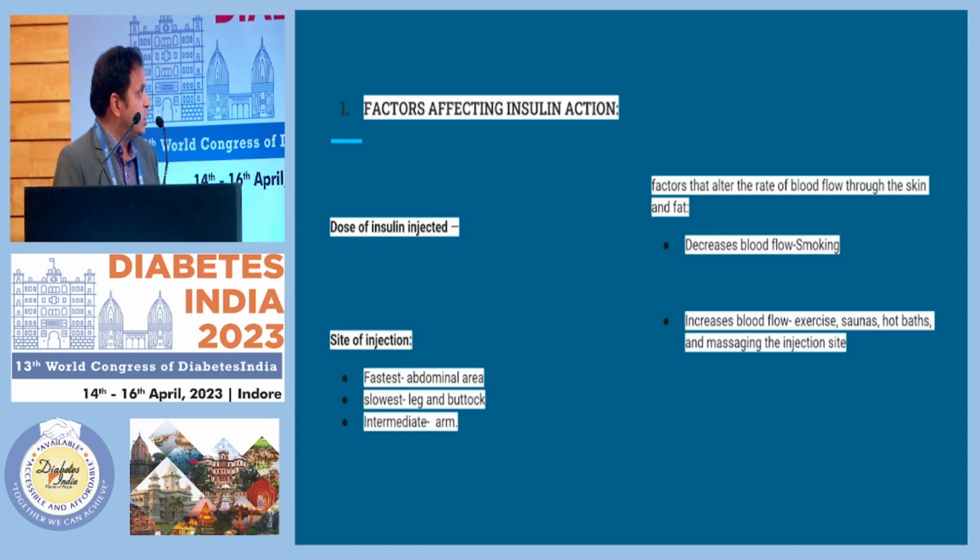The factors affecting insulin absorption are there, like site of injection: abdomen, leg, and arm. The rapidity of absorption is very different. Abdominal area has the fastest absorption and it is slowest in the leg and buttock. So you have to pick and choose the type of insulin, prandial versus fasting insulin, according to this site, because site also matters. And factors affecting the blood flow through the skin and fat, like smoking, decrease the blood circulation, so decrease absorption. And exercise, hot bath, massaging the insulin site can increase the blood flow and absorption. That has to be considered. So immediately after a hot bath, you should avoid injection.